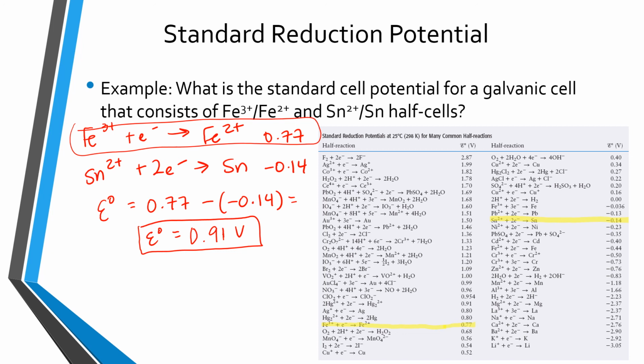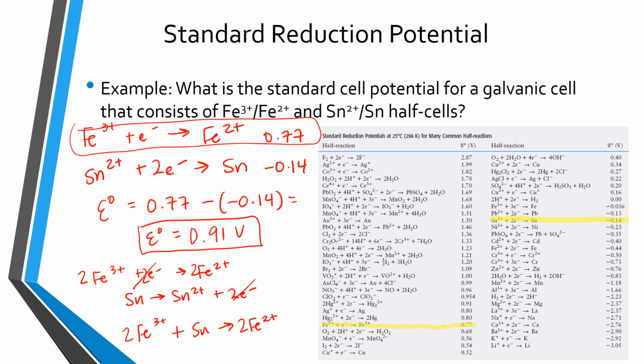And if we want to write our balanced equation, there's my reduction. I got to flip the other one so that it is the oxidation. Got to multiply the top one by 2. Those electrons cancel out. I have 2 Fe3+ plus tin yields 2 Fe2+ plus Sn2+. So there's my full balanced equation.